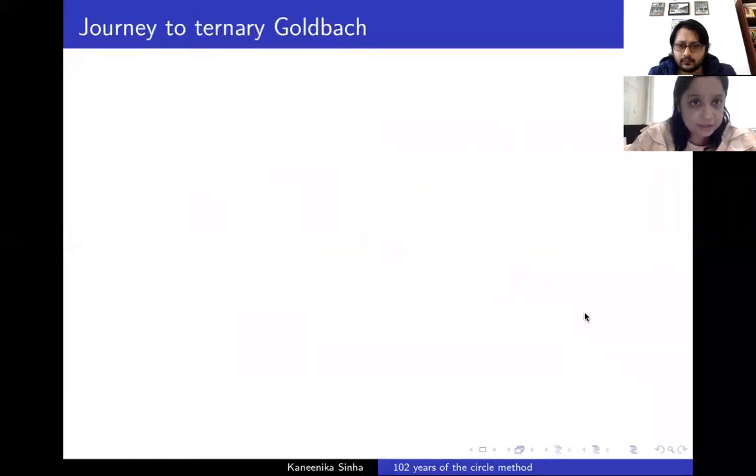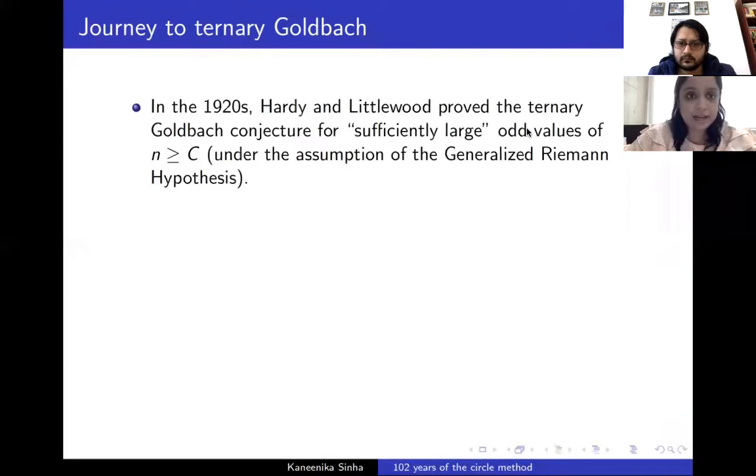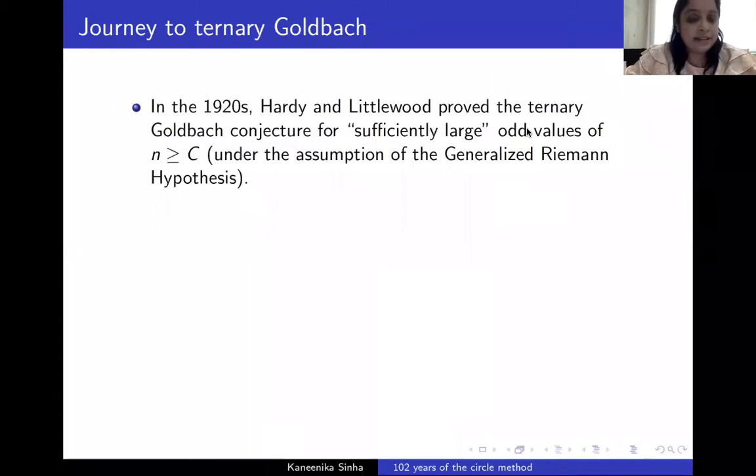The ternary Goldbach conjecture was proved in 2013 by some very nice work of Harald Helfgott, and we will now survey the journey to ternary Goldbach. In the 1920s, Hardy and Littlewood proved the ternary Goldbach conjecture for sufficiently large odd values of n, greater than or equal to c.